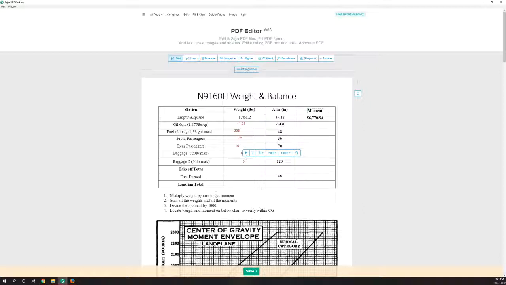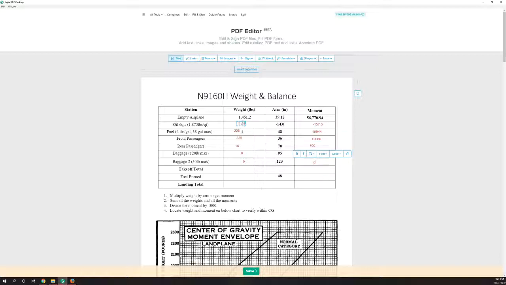So we've got all the weights, and so now we can multiply the weight by the arm to get all our moments. So 11.25 times negative 14 is going to be negative 157.5. 228 times 48 is going to be 10,944. 335 times 36 should be 12,060. 10 times 70 should give us an answer of 700. And then 0 times any number is going to be 0. So we'll put that right there.